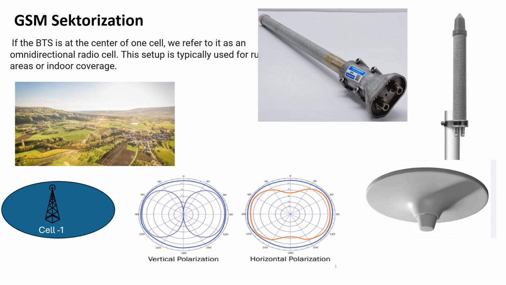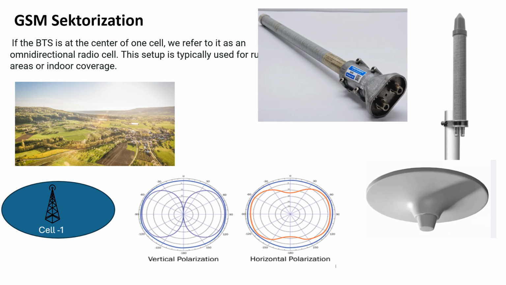Key characteristics of omnisectors: 360-degree coverage. Unlike directional antennas that focus their signal in a specific direction, omnisectors distribute their signal evenly in all directions around the antenna. Vertical polarization. Most omni antennas are vertically polarized, meaning the electric field of the radio wave is perpendicular to the ground. This is common in mobile communications.